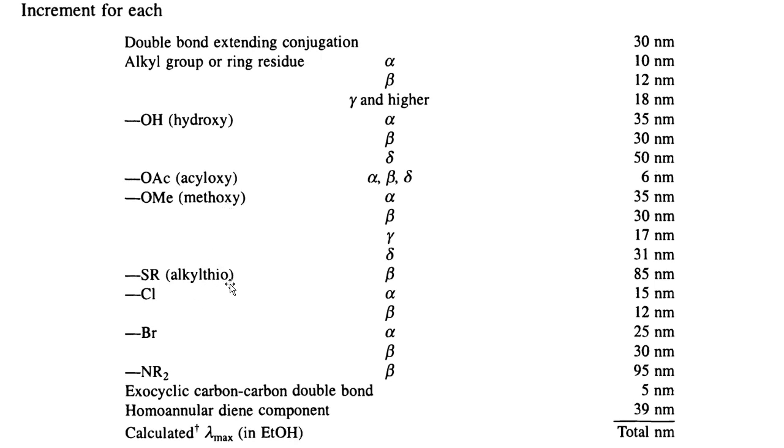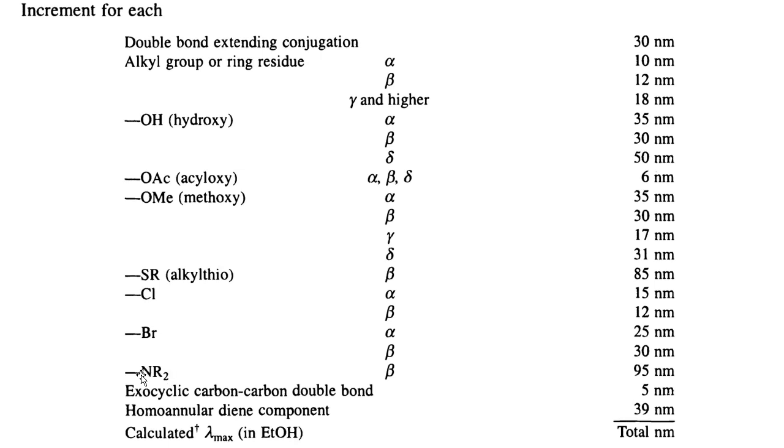Then alkyl thio group, if present at the beta position, we have to add 85 nanometer as the increment. While chlorine at the alpha position, we have to add 15 nanometer, and if chlorine is present at the beta position, we will have to add 12 nanometer as the increment. If it is bromine at the alpha position, it contributes 25 nanometer as the increment. If bromine is at the beta position, we have to add 30 nanometer as the increment.